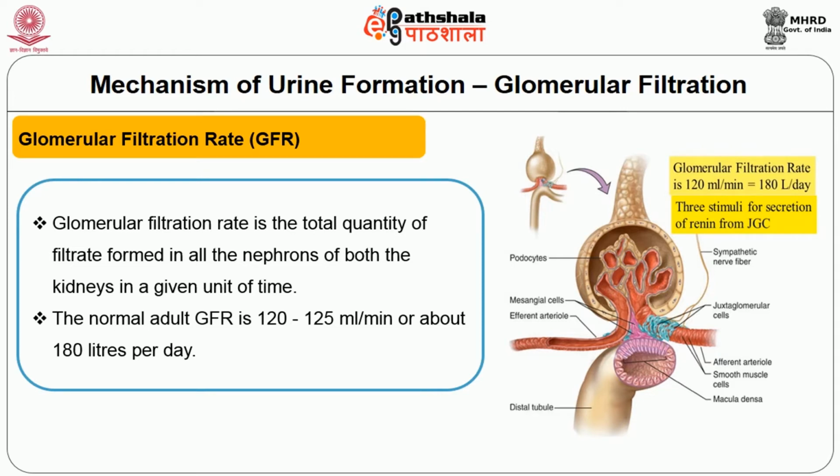Maintenance of a relatively constant glomerular filtration rate is important because reabsorption of water and solutes depends on how quickly the filtrate flows through the tubules. It is held relatively constant, precisely controlled or self-regulated through intrinsic autoregulatory mechanisms and extrinsic hormonal and neural mechanisms.